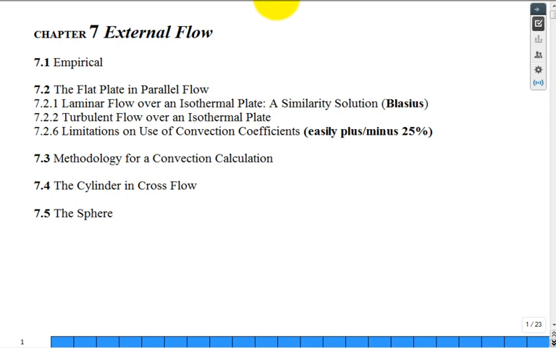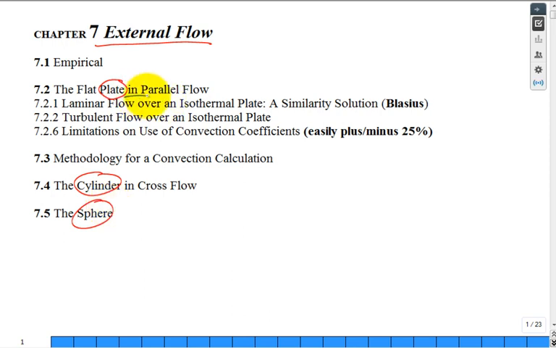All right, so this is our chapter 7. We're moving into external flow for convection heat transfer. You remember the game rock, paper, scissors? This chapter is 3. It's not rock, paper, scissors. It's a plate, cylinder, sphere. Oh, there's more, but we're just going to do plate, cylinder, sphere.